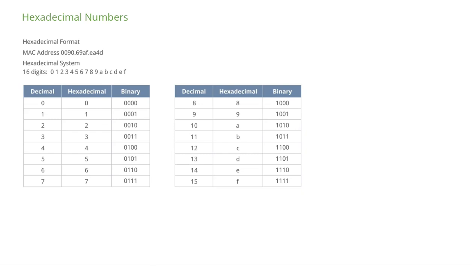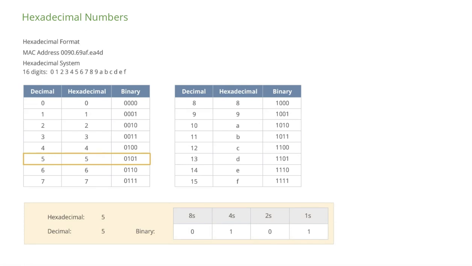The hexadecimal numbering system is just another way of representing binary numbers in an easy-to-read format for humans. The tables on screen show each decimal number, the equivalent hexadecimal symbol, and its binary equivalent. Let's look in more detail at decimal number 5 and its hexadecimal and binary equivalents. The decimal number of 5 and the hexadecimal value of 5 are the same. Each hexadecimal digit or symbol represents 4 bits, which are also known as a nibble.